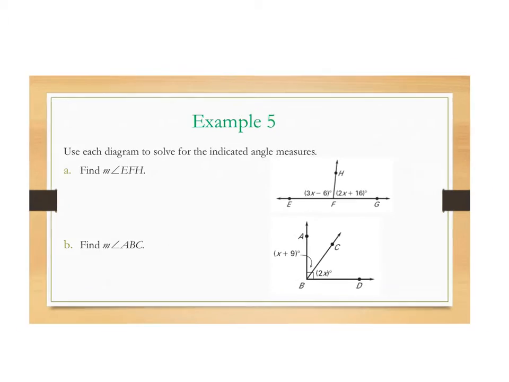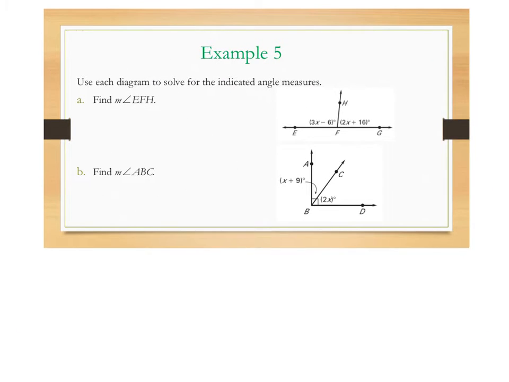All right, here it wants us to use the pictures to find the measure of the indicated angle. So here it's asking us to find the measure of angle EFH. So let's highlight it. EFH is right here. What is the relationship between EFH and HFG? Can somebody describe those angles for me? Give me a name of them. Give me a vocab word.